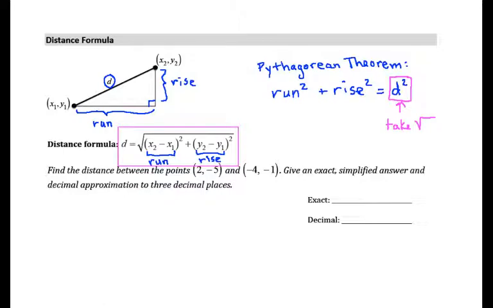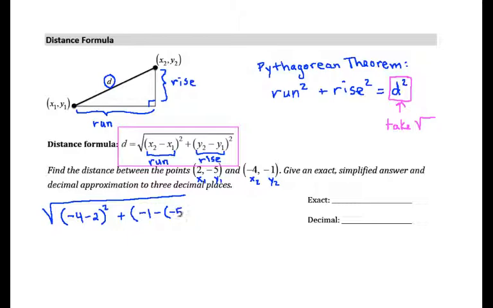So using this formula now we can find the distance between these 2 points. We'll call them x1, y1 and x2, y2 and plug into the formula. We start with a big square root and our first term is a run squared, so the difference between the x's, that's -4 minus 2 quantity squared plus the difference between the y's, which is -1 minus -5.